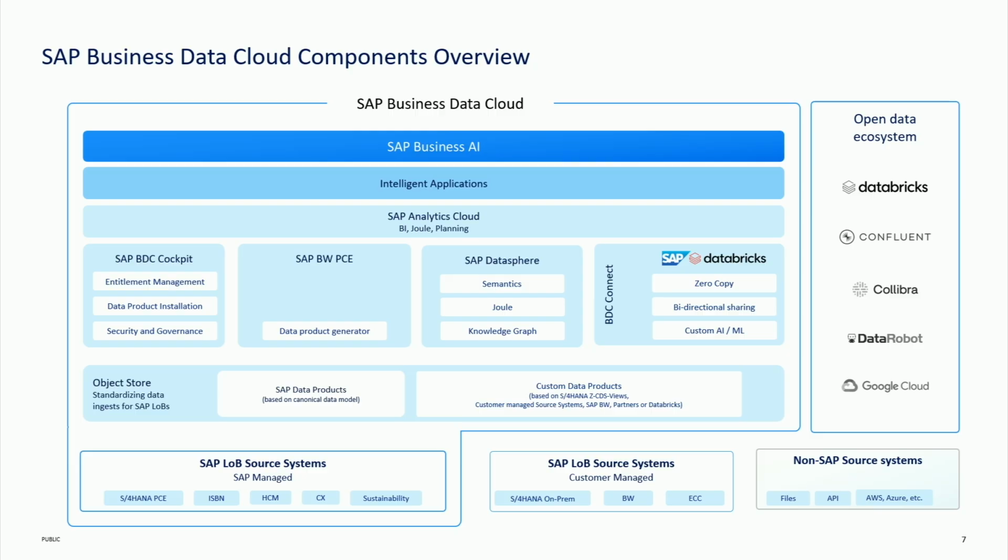And that acceleration layer is, in our world, for everything that is classical enterprise reporting and BI, DataSphere and Analytics Cloud. And for everything that is custom AI, ML, data engineering workloads, that acceleration layer is Databricks as part of the platform. Because once we landed the data in the object store, we are putting an open table format and protocol on top of that, which is delta table.